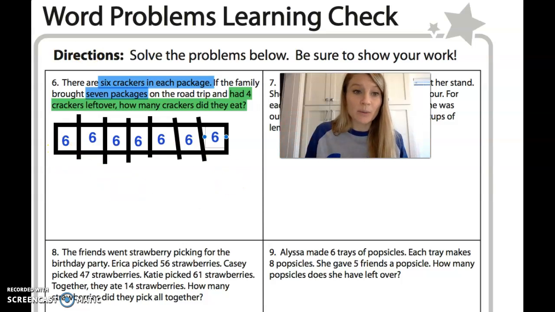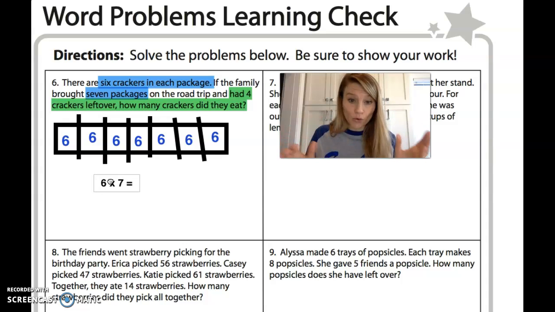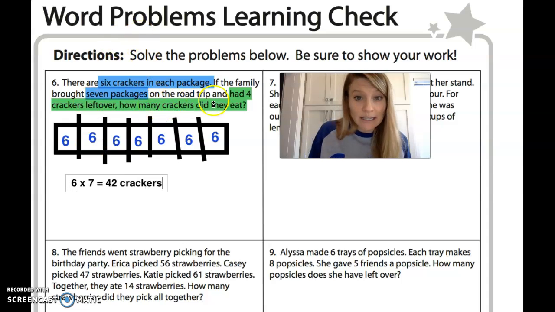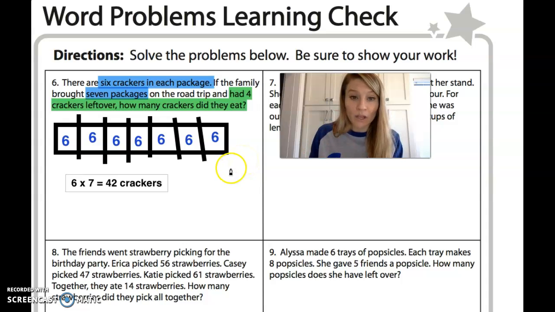Now I'm going to use a multiplication sentence because I love multiplication, and I'm going to think about it as being 6 crackers times 7. What is 6 times 7? The total is 42. So there are 42 crackers total. But wait a minute, that's not the answer, because the question says if they had 4 crackers left over. So they ate all of these except 4.